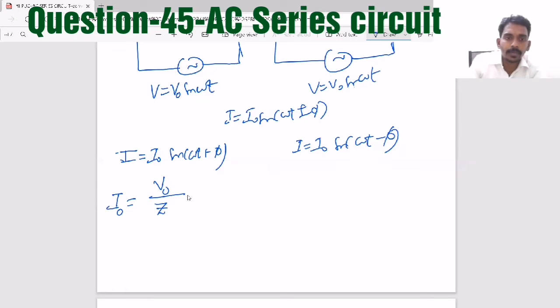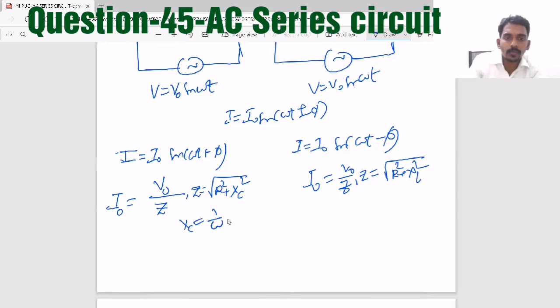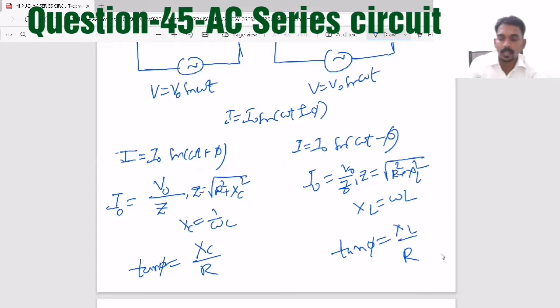Impedance is the resultant of resistance and reactance. Here it is the capacitive reactance. In the same way, I naught equals V naught by Z, where Z is the square root of R square plus XL square, where XC is 1 by omega C and XL is omega L. Also, the formula for phase difference is tan phi equals reactance by resistance, so here the phase difference is XL by R.